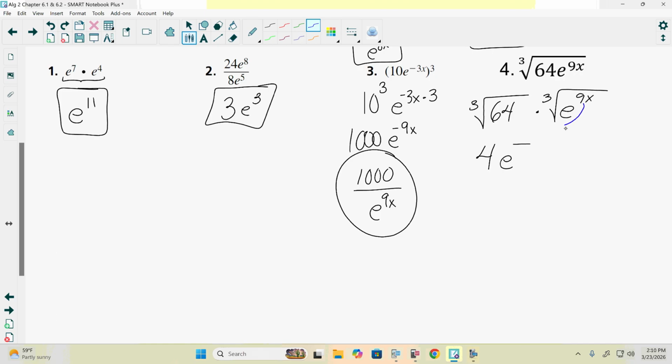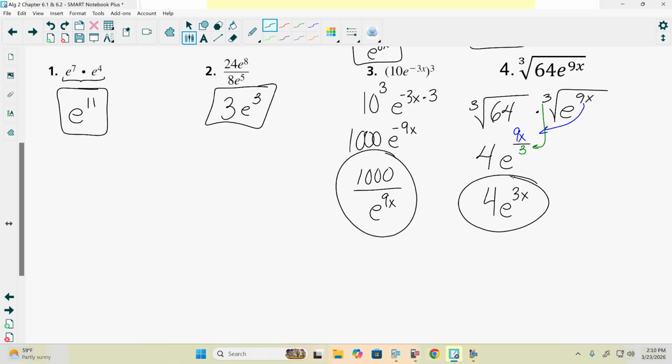The number on top becomes the exponent inside the radical, or it could really be the exponent outside the radical, depending on how it's written. But that's the number on top. The number on bottom is the root. So we're really saying we have 9x over 3. Telling us that simplifies to 4e to the 3x. Questions on this here?